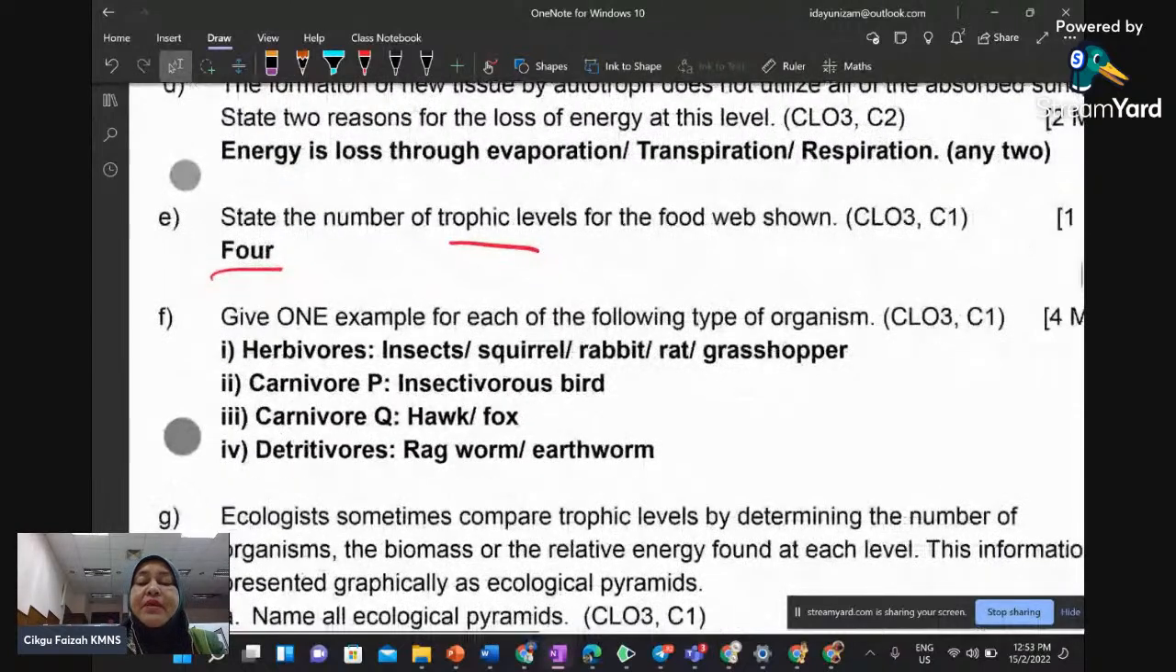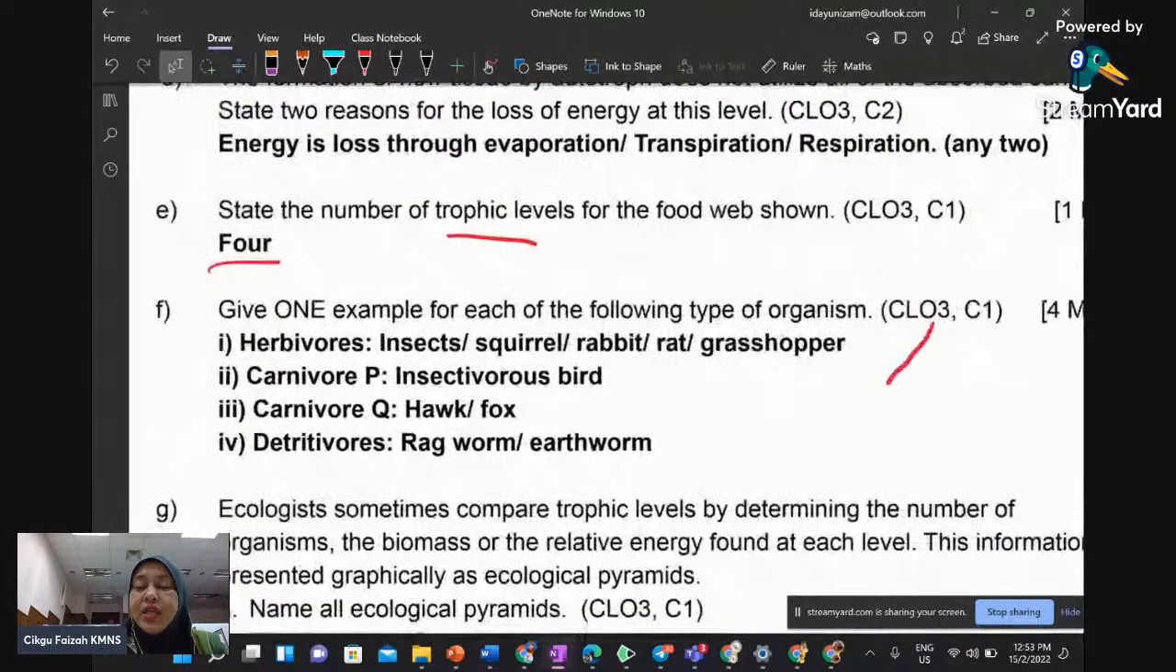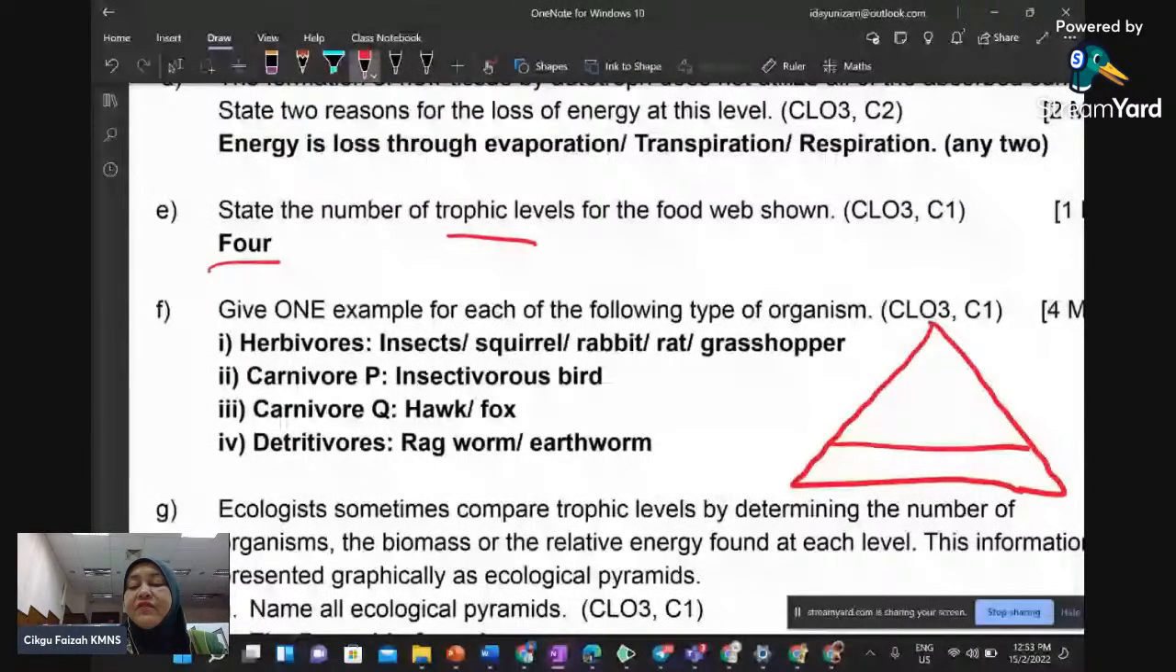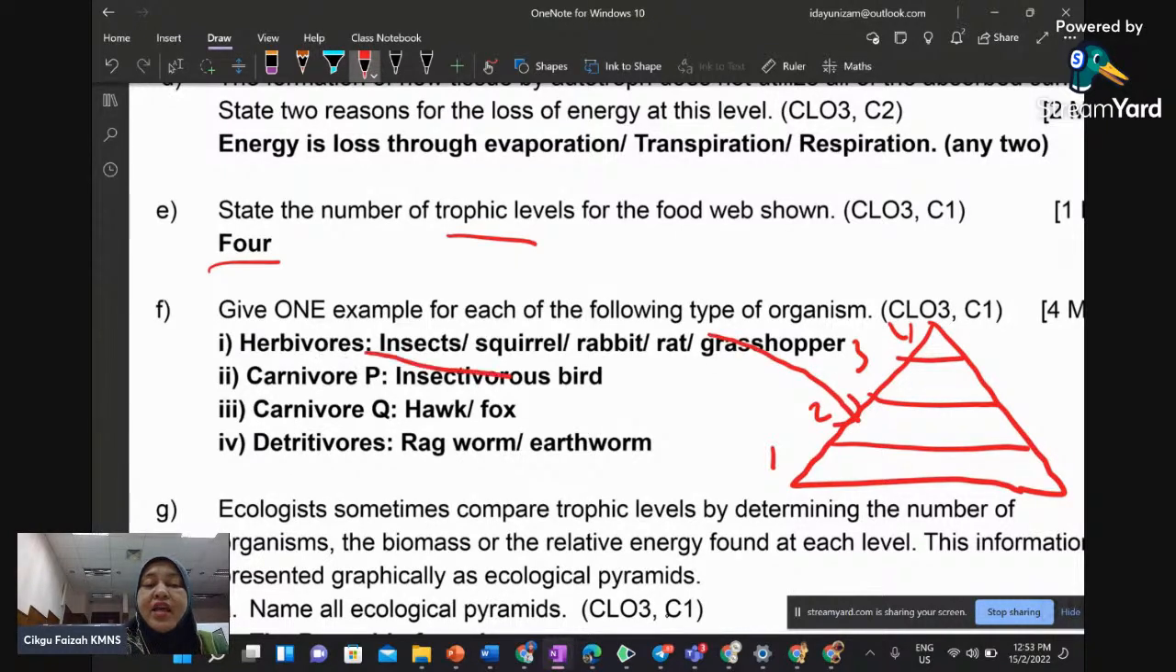Right, so with 4 trophic levels, you can put examples of animals at each trophic level. Okay, 1, 2, 3, 4. The autotroph is a plant. For the herbivore, it can be anything that feeds on the plants. For carnivore P, trophic level number 3, it can be an insectivorous bird. And for trophic level 4, it can be the hawk, the carnivore Q.